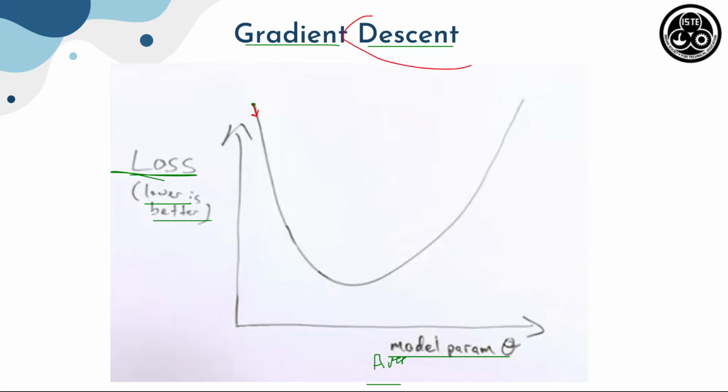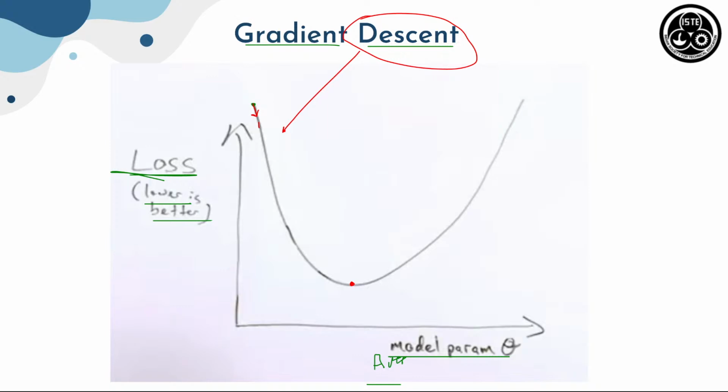We try to go down slowly and slowly till we reach the bottom. Our aim is to reach the bottom of this graph. You could consider this similar to a bowl where you start on one end and you want to go down to the bottom of the bowl, right? So this is what we're trying to do in gradient descent.